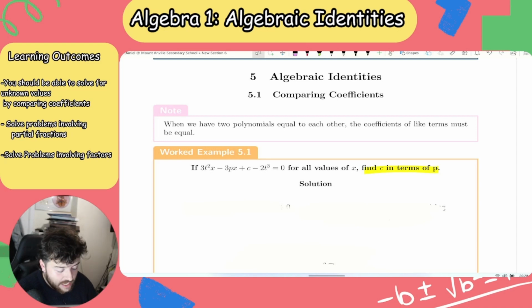Hello everyone. Okay, so we are going to be doing algebraic expressions, or not algebraic expressions, apologies, algebraic identities today. So, what's an algebraic identity?